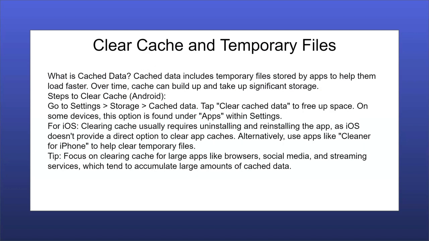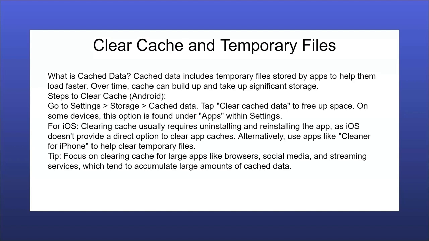So this is how you clear cache and temporary files. So what is cache data? Cache data includes temporary files stored by apps to help them load faster. Over time, cache can build up and take significant storage up. So basically, cache data is files to help load up an app faster. But if you're not using an app that much, the cache can build up and then it'll take storage up and it can also slow the app down.